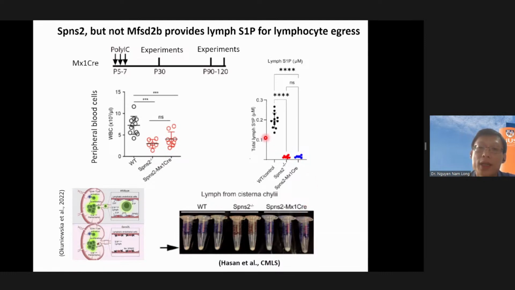So when we measure S1P levels, as you can see, S1P level in a wild type animal in the lymph is about 0.2 micromolar, 200 nanomolar, which is about one quarter of what we found in blood. However, when we knock out SPNS2, S1P level in the lymph is actually dramatically reduced. And what happened to it?